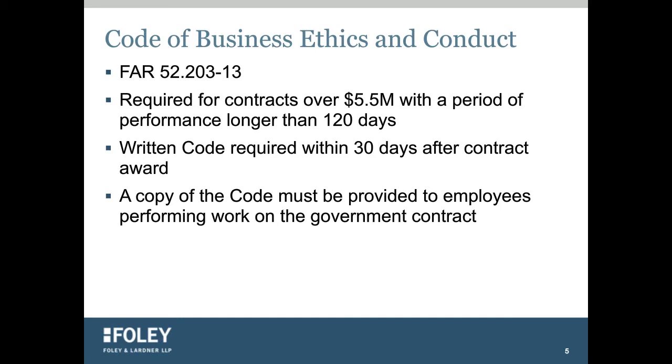FAR 52.203-13 requires contractors to develop a code of business ethics and conduct and to provide a copy of the code to all employees working on the contract. This has to be done within 30 days of contract award. The requirement only applies to contracts over $5.5 million that require a period of performance of more than 120 days. Note that the clause doesn't specify what has to be included in the code, and it doesn't require that a copy of the code be given to the government.